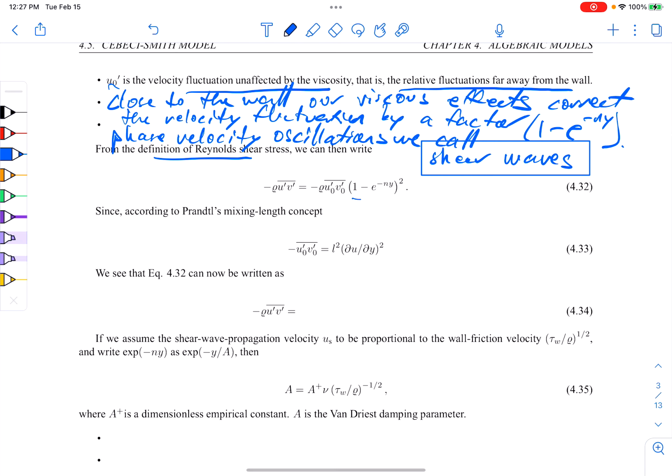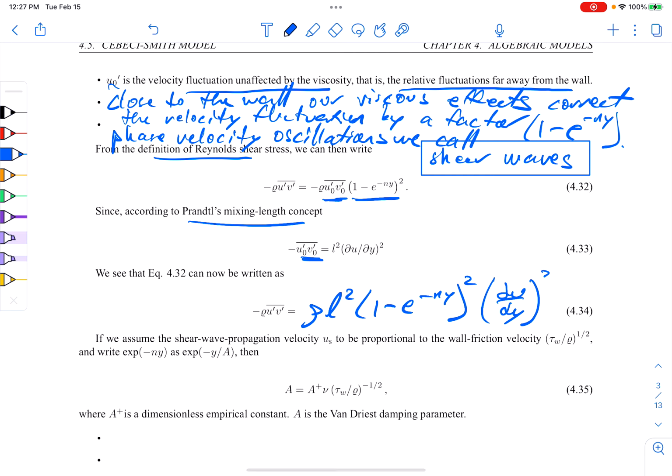And we'll add in this same shear wave deficit term. And we've just noted Prandtl's model 2, which we wrote down earlier too. And we can combine these equations. So we'll take this term and write a modified form of Prandtl's model. Rho L squared times 1 minus e to the negative ny squared, partial u, partial y, squared. Okay. I'm going to make a little box around that.